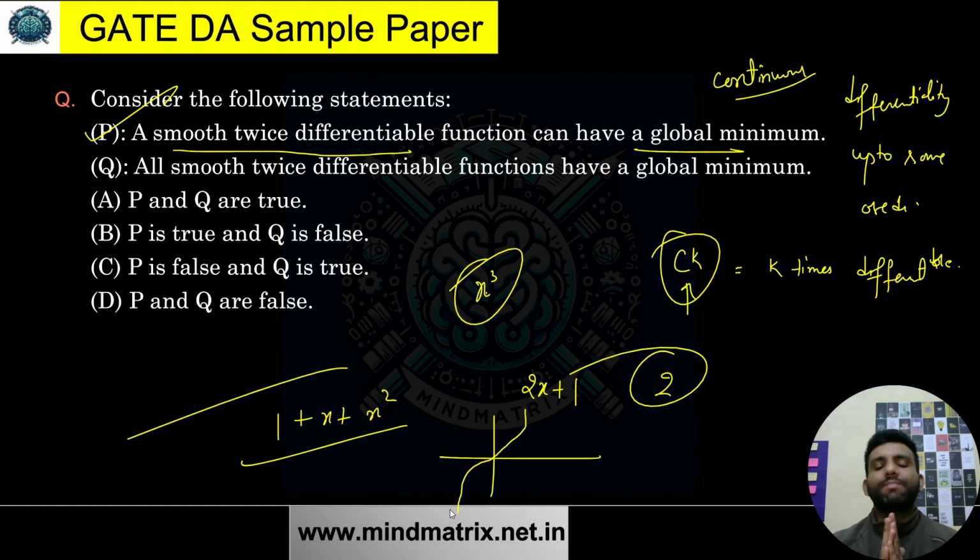We can take this simple example, x cube, x to the power 5. In general, any polynomial of odd degree need not necessarily have a global minima. Okay, I hope this is clear. So p is true but q is false. Very simple. Okay, let's move further.